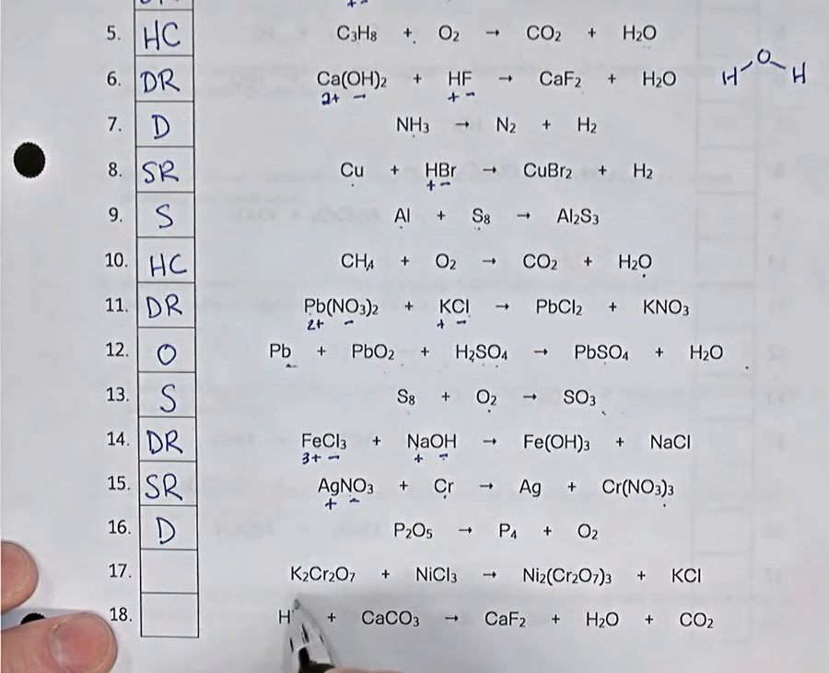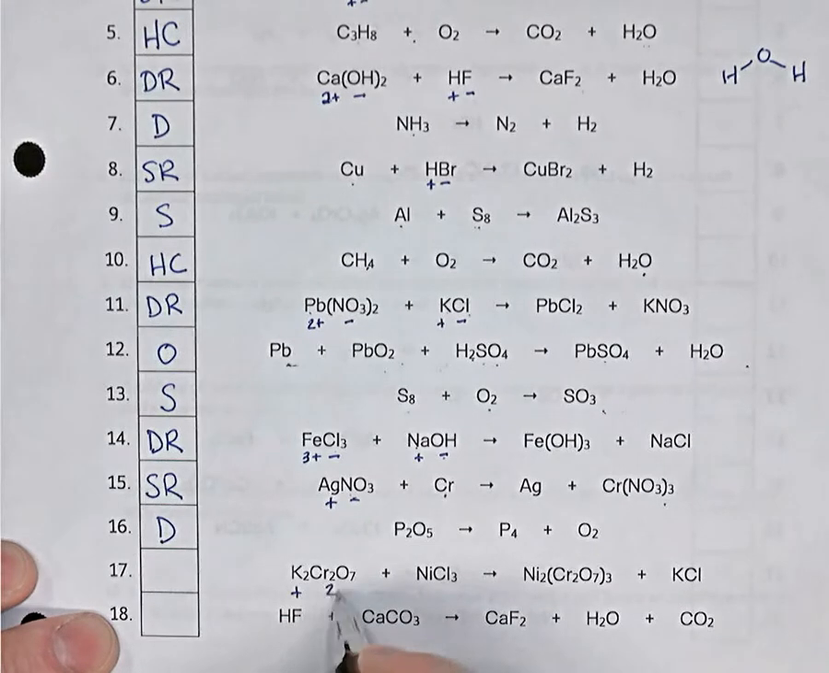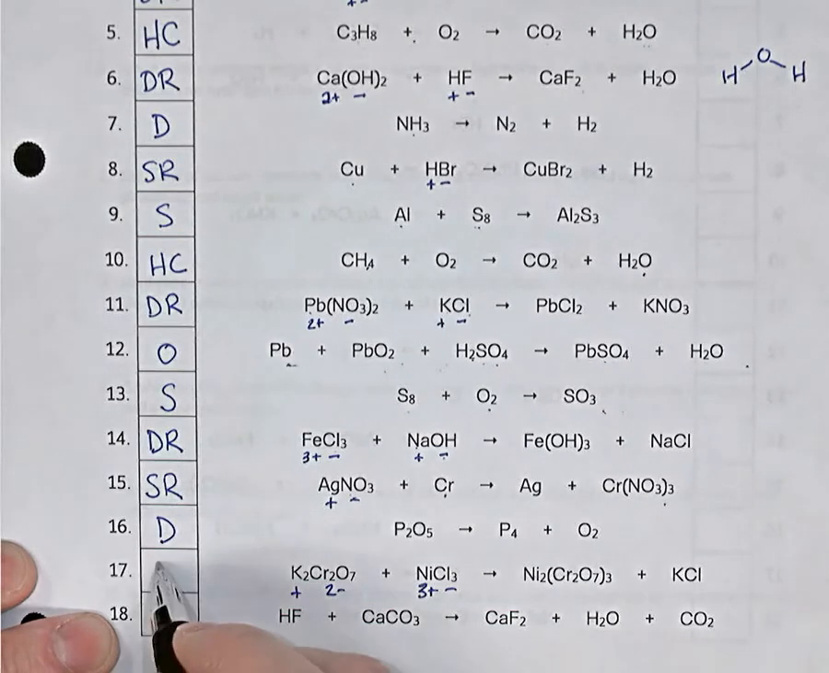Potassium chromate is an ionic compound, and nickel chloride, nickel 3 chloride, is also an ionic compound. So these are the ions dancing together, and they trade partners, and so this is a double replacement reaction.